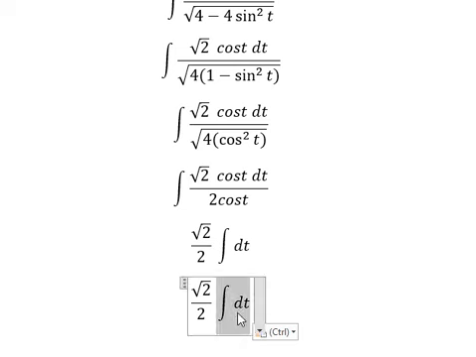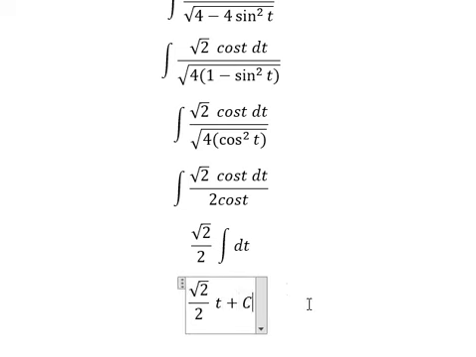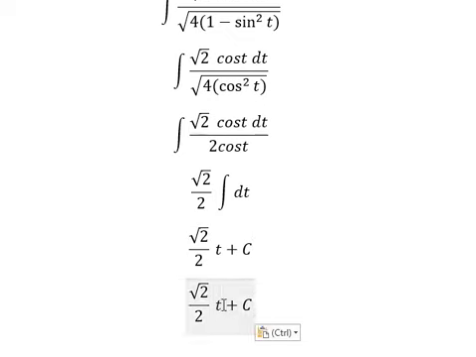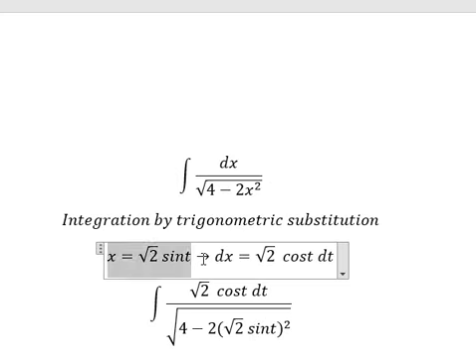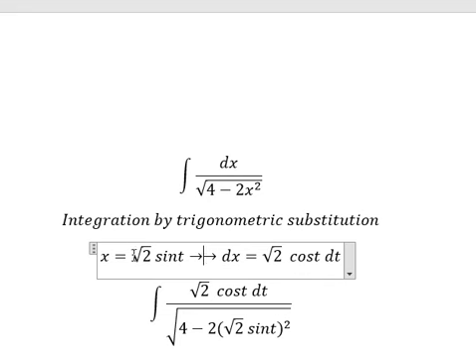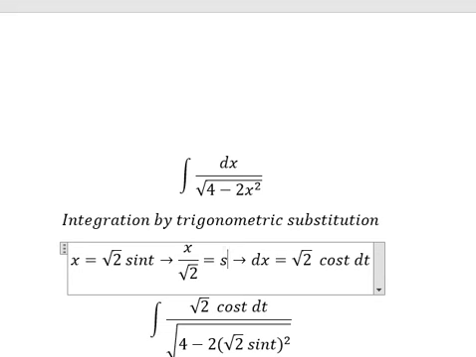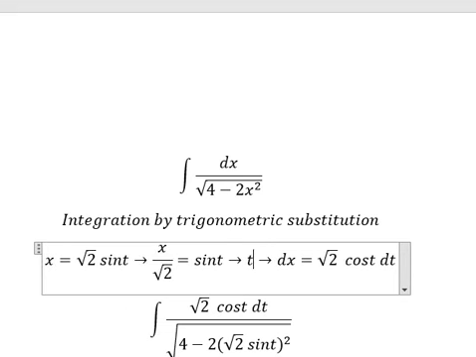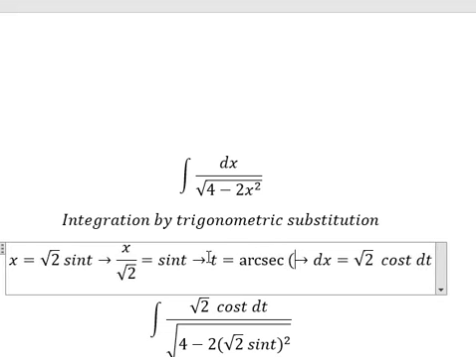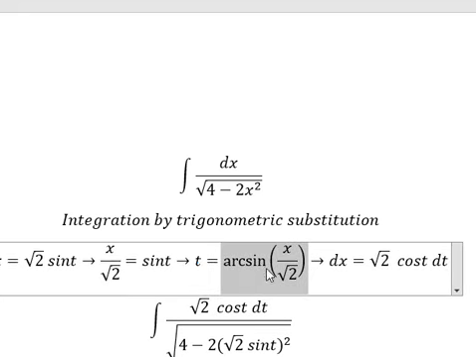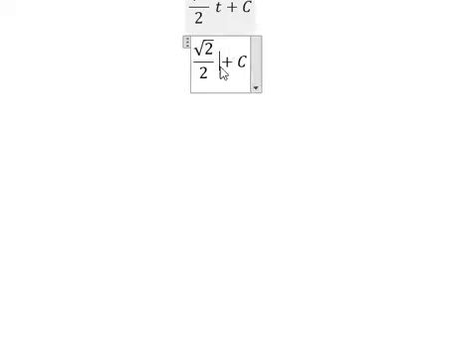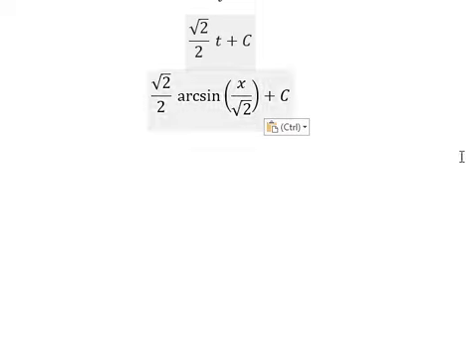This one is t, and I will put plus c. For t, that is this one. So we need to divide both sides by the square root of 2. And we get t equals arcsine of this one. So I will put this one in place of t. And this is the final answer.